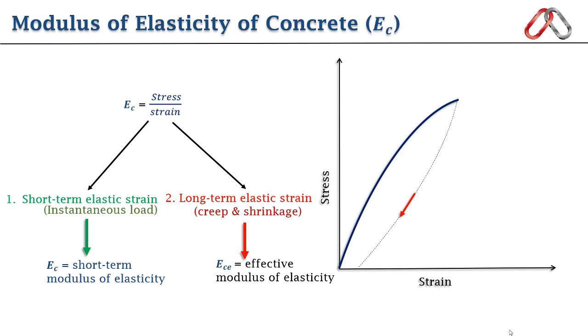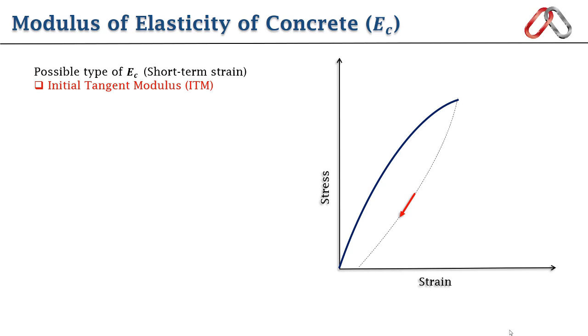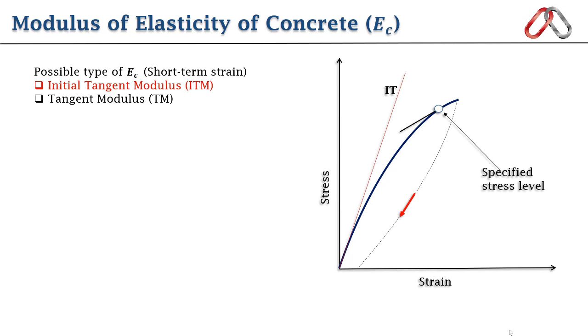Further, on the basis of short-term elastic strain, we have three types of modulus of elasticity. The first one is initial tangent modulus. It's a tangent from origin. If we consider the stress at any different point, then the tangent at that point is called tangent modulus. And if we connect this point to origin, then the modulus is called secant modulus.